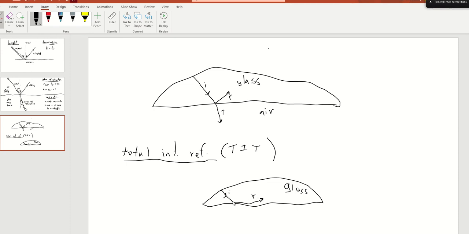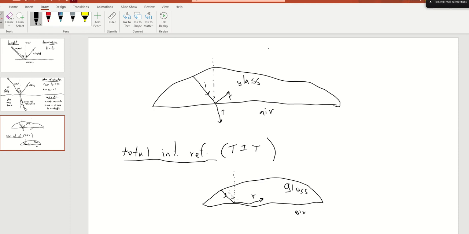And there is a certain critical angle. So this is the normal. Let me draw the normal here. Here's the normal line. There's a certain critical angle of incidence such that no light escapes this boundary between air and glass. So this line here represents a boundary between glass and air. Over here is air.